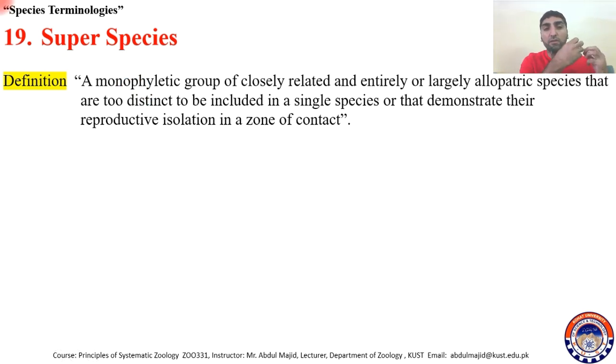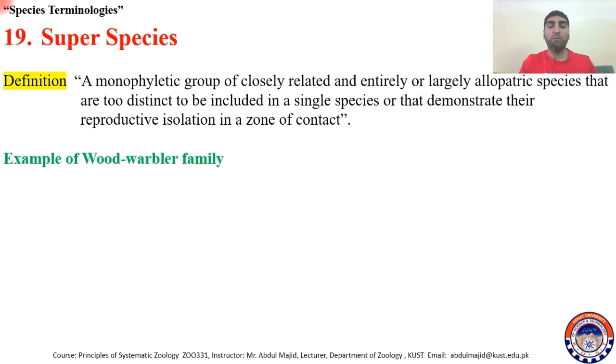They are descended from the same parents and they are closely related, and they are entirely or largely allopatric, meaning they are not occupying the same geography; they are physically isolated from each other. They are too distinct to be included in a single species, and they are so different that by looking at them you cannot say they are the same species. And when you bring them together in contact, they show reproductive isolation. They do not interbreed with each other, so such species are known as superspecies.